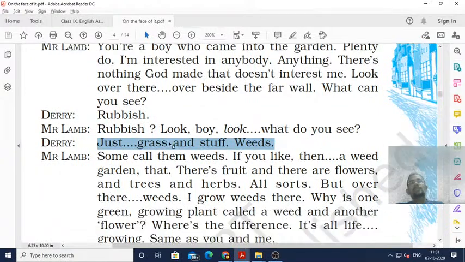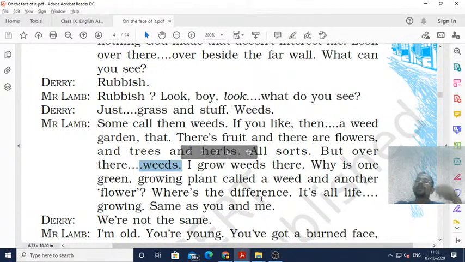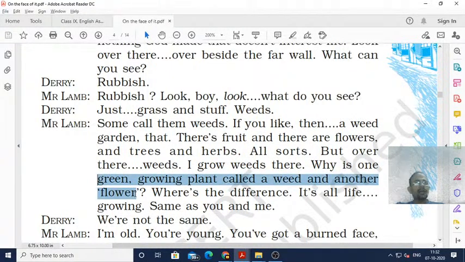Then Mr. Lamb says, some call them weeds. If you like, then a weed garden that. There is fruit and there are flowers and trees and herbs, all sorts, but over there weeds. Near the wall, there are weeds. I grow weeds there. Why is one green growing plant called a weed and another a flower? What is the difference? It's all life, growing, same as you and me.